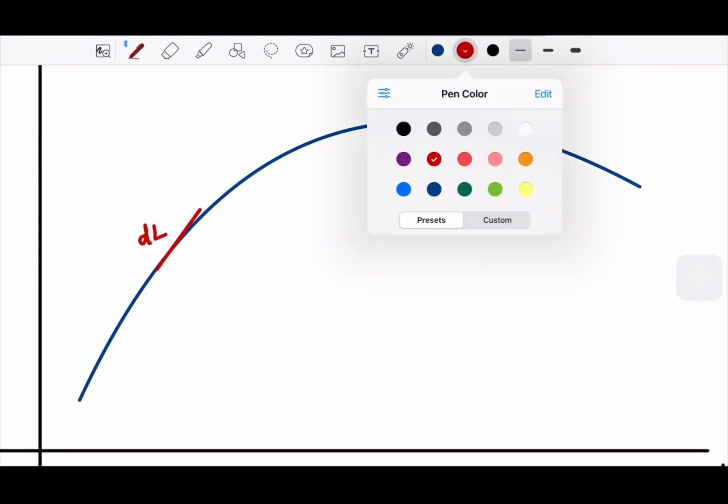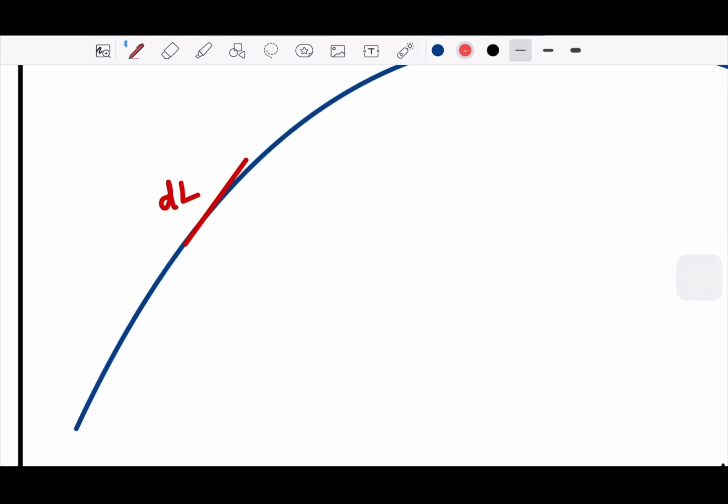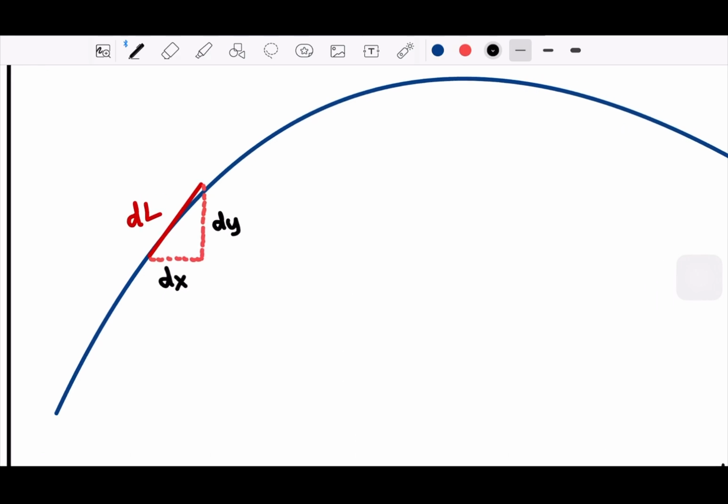What we are going to do is set up a triangle. So dL here, and we have a right triangle like that, and we name the sides dy and dx. This denotes that d is really, really small in terms of calculus. Usually d is used for something that is really small, right? Now we start with the hypotenuse.